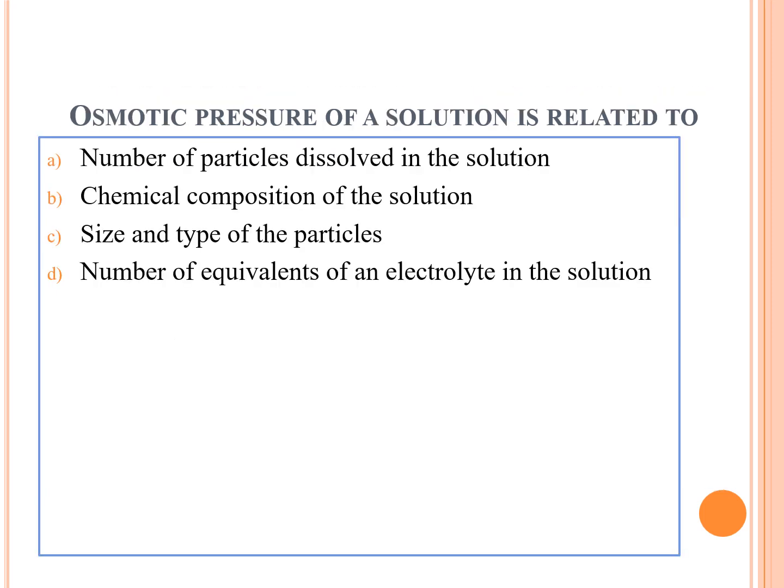The next MCQ: osmotic pressure of a solution is related to number of particles dissolved in the solution, chemical composition of the solution, size and type of the particles, or number of equivalents of an electrolyte in solution. What is the answer? The answer is number of particles dissolved in the solution. So osmotic pressure depends on the number of particles dissolved in the solution.